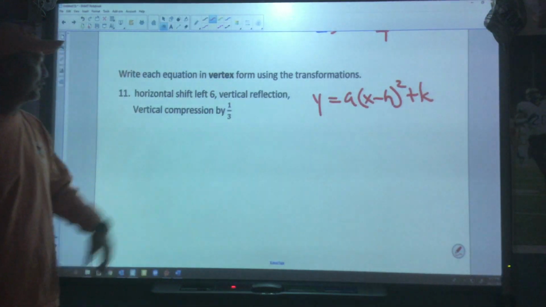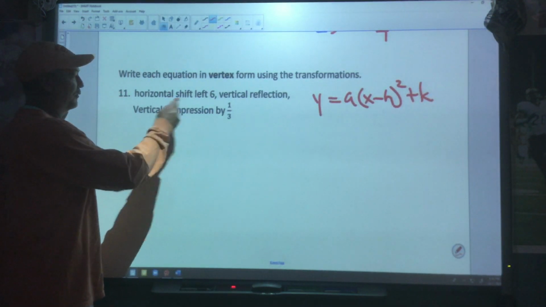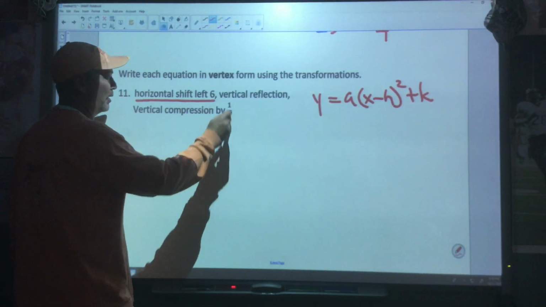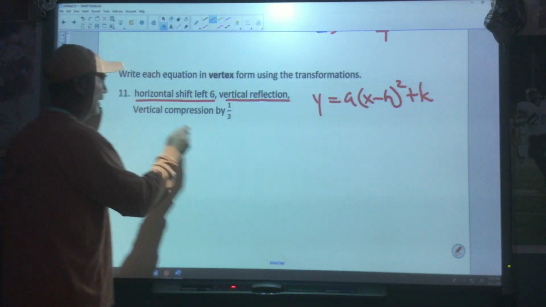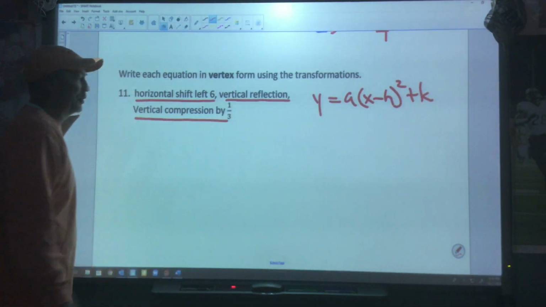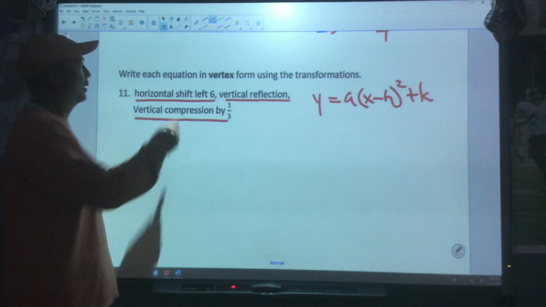So we're going to use these transformations. It says I'm going to have a horizontal shift left. It says I'm going to have a vertical reflection. It says I'm going to have a vertical compression by 1/3. So I'm going to work this left to right.